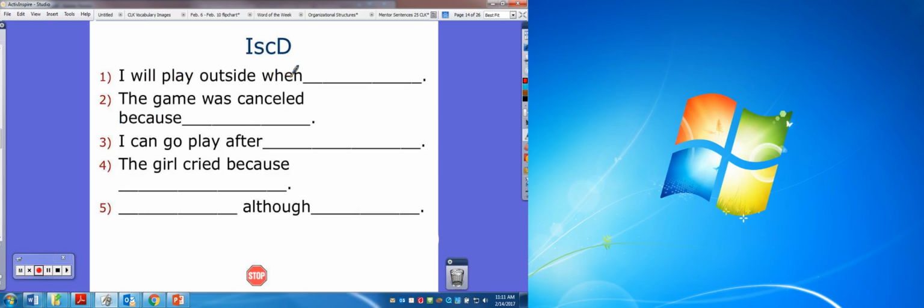I will play outside when it stops raining. The game was canceled because it snowed. I can go play after I clean my room. The girl cried because she hurt her foot. Notice once again there is no comma before the word because when the independent clause comes first.